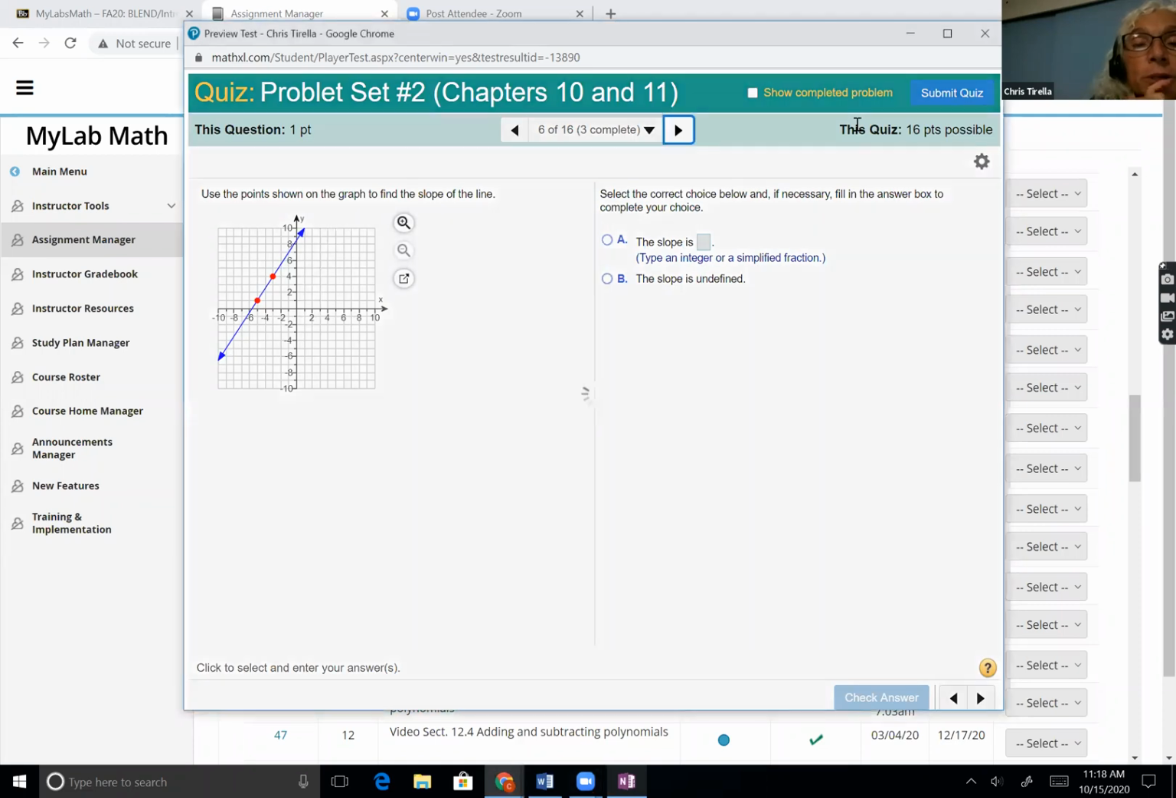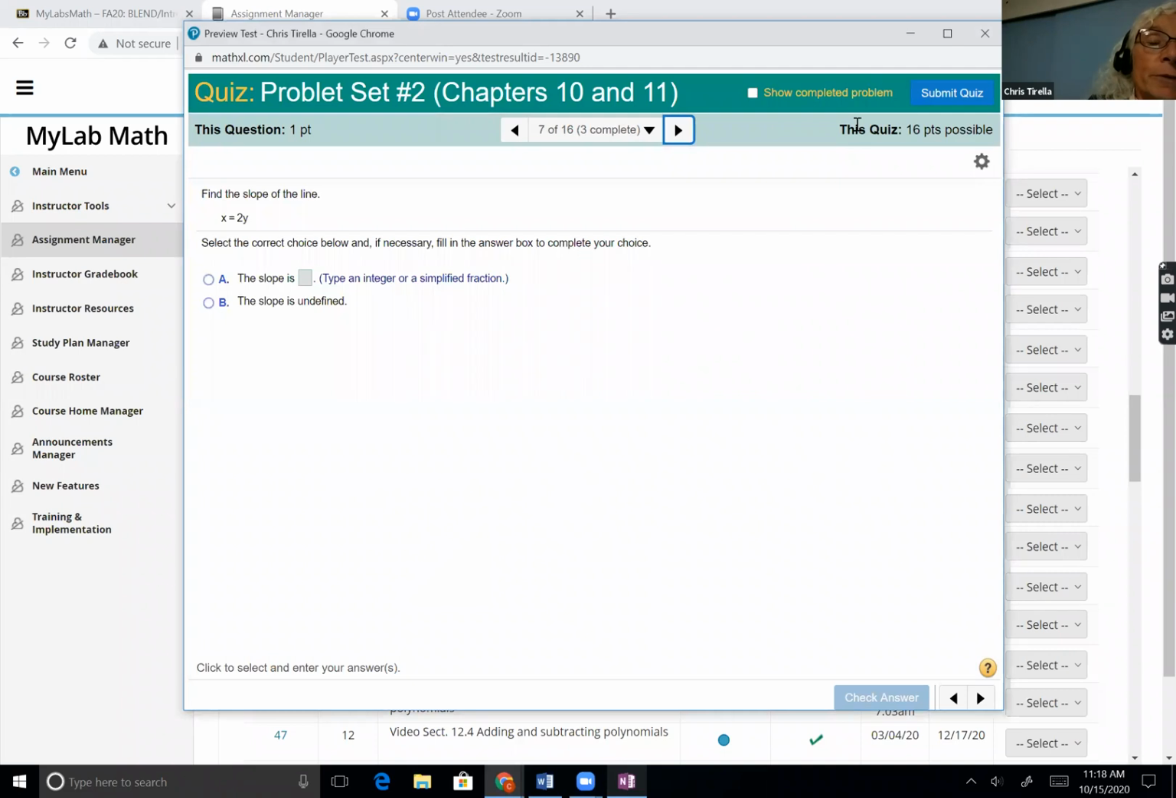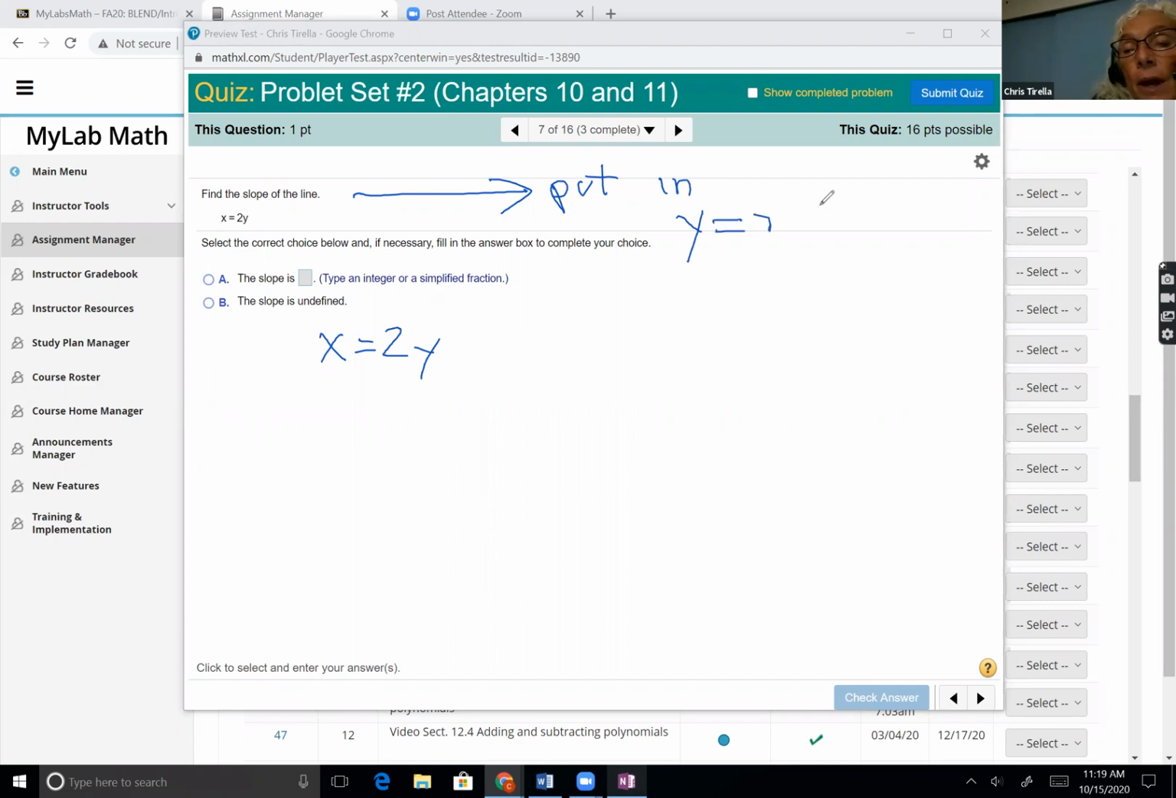Next question then. You're asked to find the slope of the line. And this time we've got the equation. Here the equation is x equals 2y. From the equation, to find the slope, we want to put the equation in our y equals mx plus b form, which means we want to solve for y.